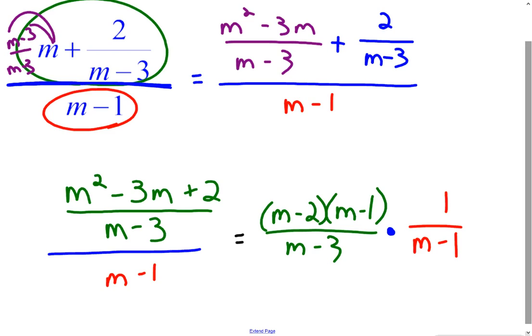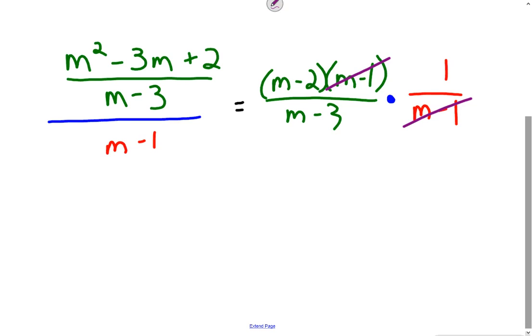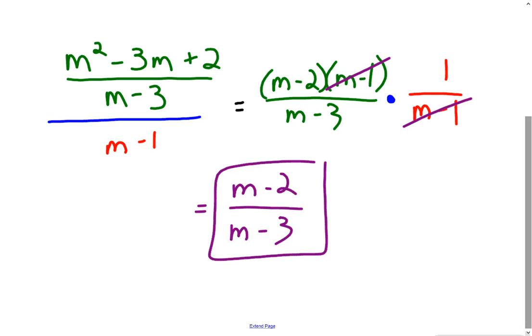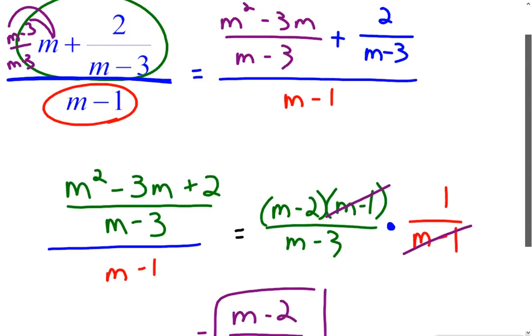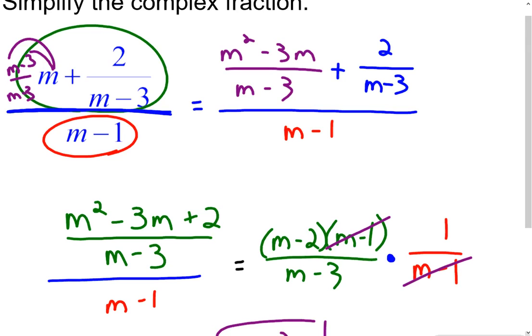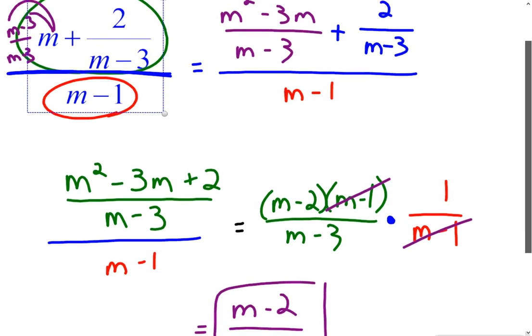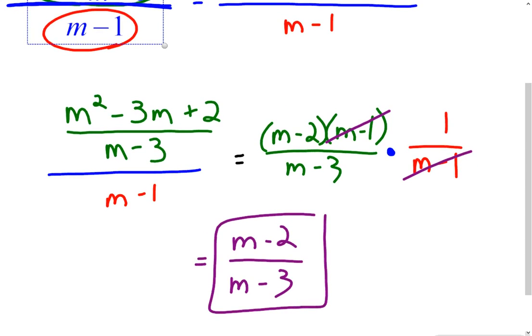And now I notice that I have a common factor in my numerator and in my denominator. So this m minus 1 from the numerator here is going to divide out with the m minus 1 there, which is going to leave us with a final answer of m minus 2 in our numerator, because m minus 2 times 1 is m minus 2. And then in our denominator, we have the m minus 3, because m minus 3 times 1 is m minus 3. And this is our final answer to that original complex fraction that we had way up here at the beginning. So it looks a lot cleaner than how it started. Do all of that work, and we end up with our answer down here.